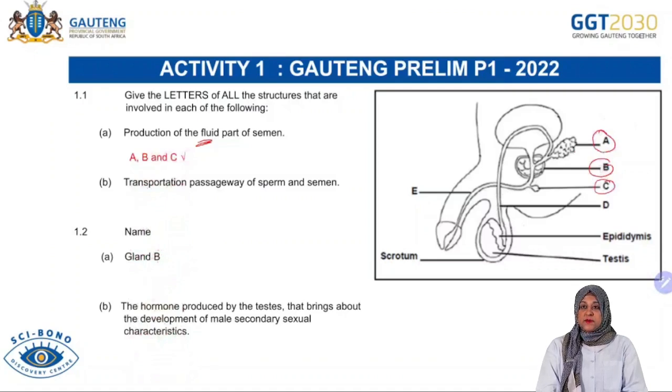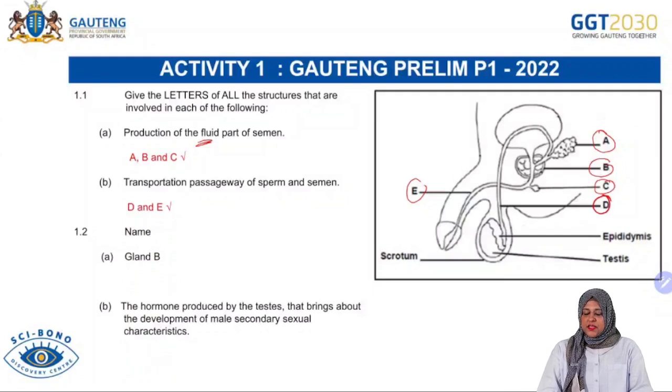Transportation passageway of sperm and semen. So now we're incorporating sperm as well as semen. So just be careful when you are answering your questions. And this is your transport for your sperm and your semen. That's E. But remember, sperm cells come from the epididymis, so it'll have to include the vas deferens here, which will be D and E. Let's see if you get that right. Okay, and gland B, we've already discussed, that's your prostate gland.